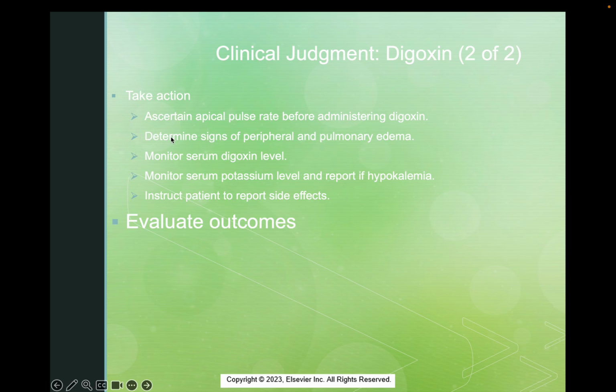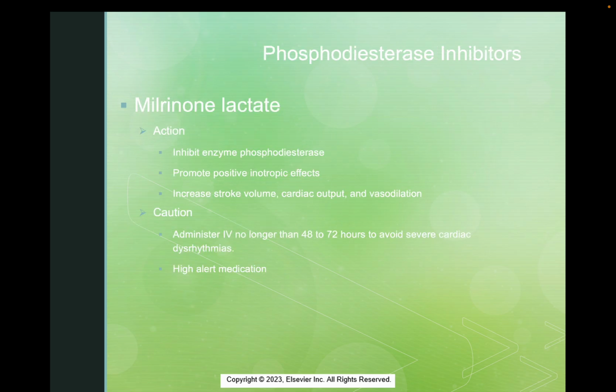And so these are the things that we would want to assess on our end. So apical pulses, signs of peripheral edema, what is their serum digoxin level already. If you get a lab back that says their serum digoxin level is elevated, you may need to hold that dose for that day until you clarify with a provider whether you want to give that or not. Serum potassium levels, and otherwise, we want to instruct the patient to always report if they're having any adverse side effects.